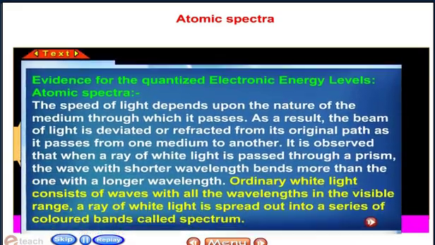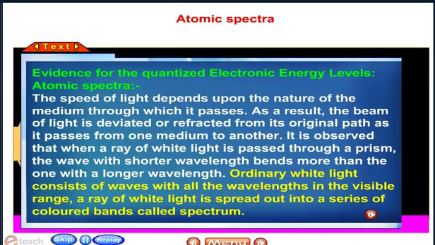Evidence for the quantized electronic energy levels. Atomic spectra. The speed of light depends upon the nature of the medium through which it passes. As a result, the beam of light is deviated or refracted from its original path as it passes from one medium to another. It is observed that when a ray of white light is passed through a prism, the wave with shorter wavelength bends more than the one with a longer wavelength.